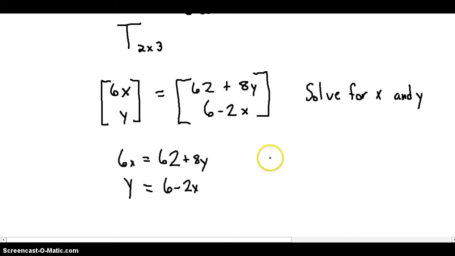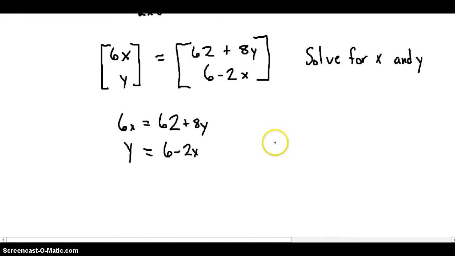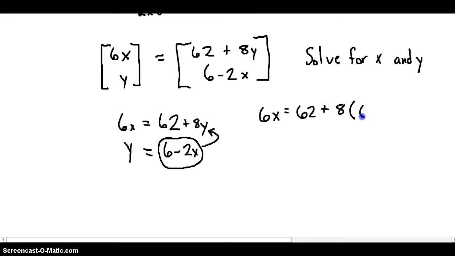So here, if we rearrange those, we can use any method we want to solve for x and y. But to me, substitution is the easiest here, because I can take what I have for y and plop it right in for this y here. So we'd have 6x equals 62 plus 8y, or 8 times 6 minus 2x. Again, getting that from the bottom equation. So let's simplify. 6x equals 62 plus 48 minus 16x.